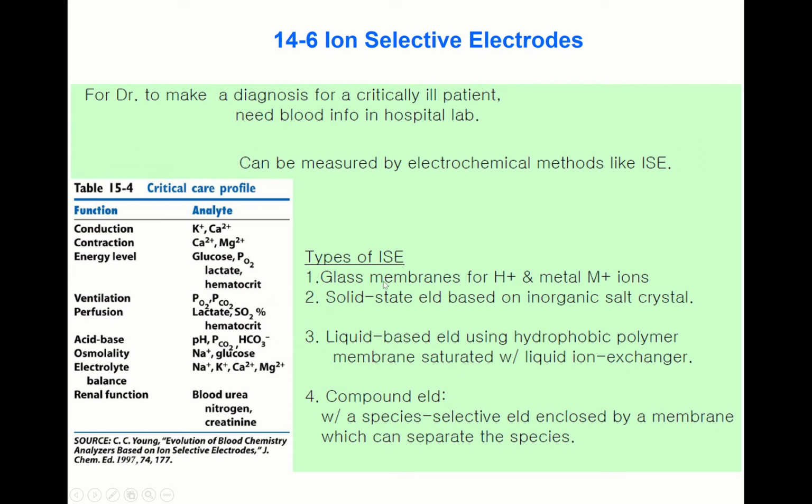Types of ion selective electrodes. First one, glass membranes for proton concentration and metal ions. We've already considered in detail the glass electrode and the solid state electrode based on inorganic salt crystal, and you'll see it shortly. And liquid based electrodes use a hydrophobic polymer membrane saturated with a liquid ion exchanger called an ionophore. And lastly, the compound electrode, with a species selective electrode enclosed by a membrane which can separate the species. Let's consider one by one from number two.